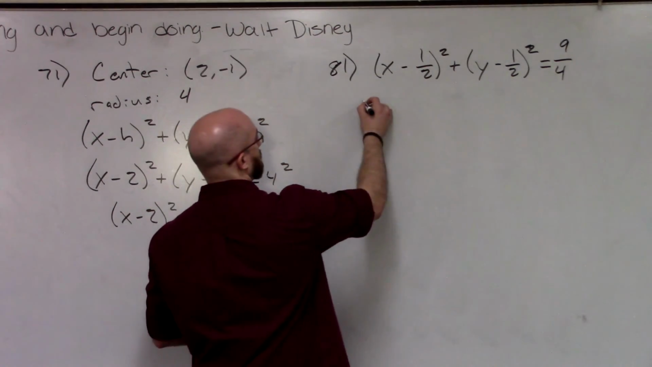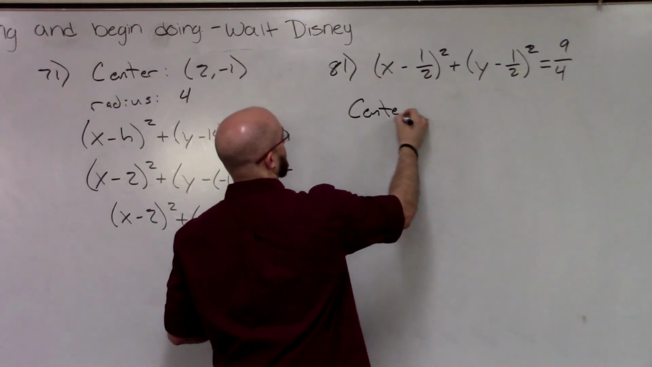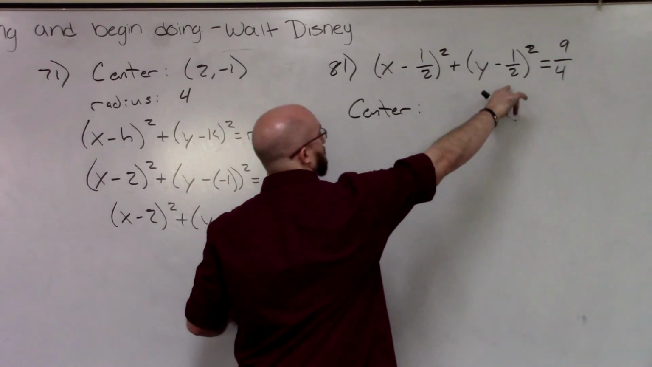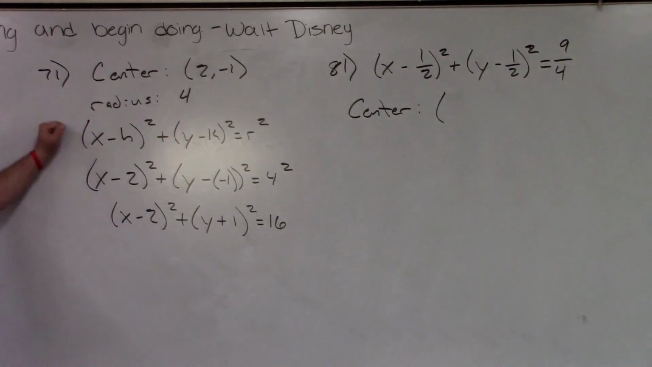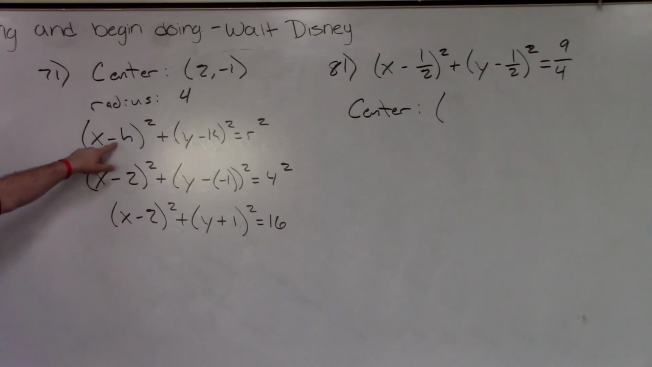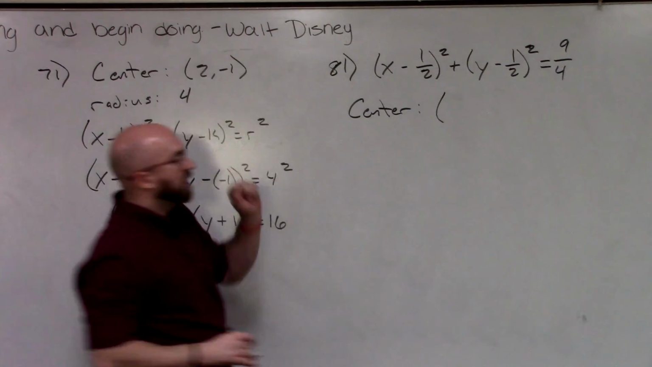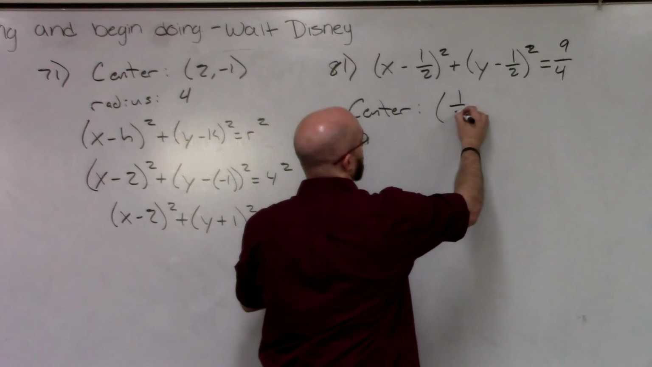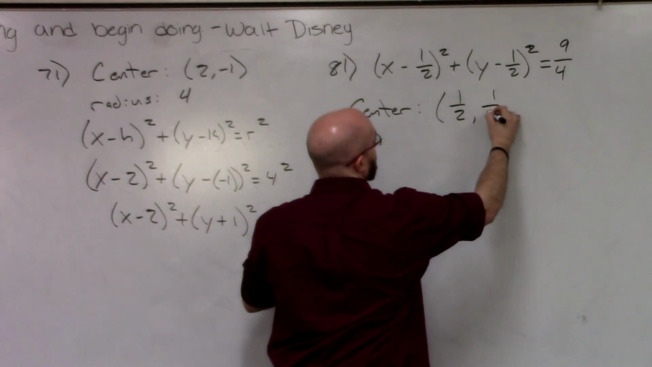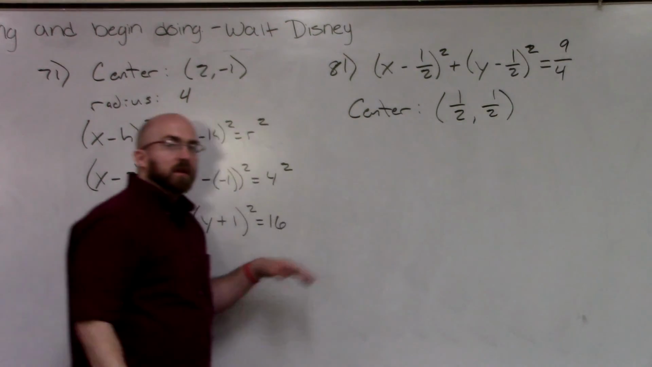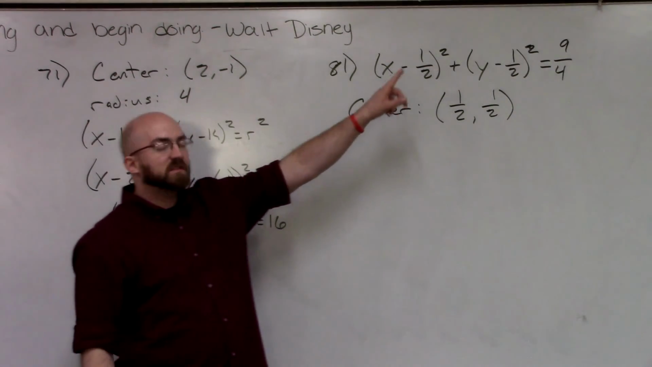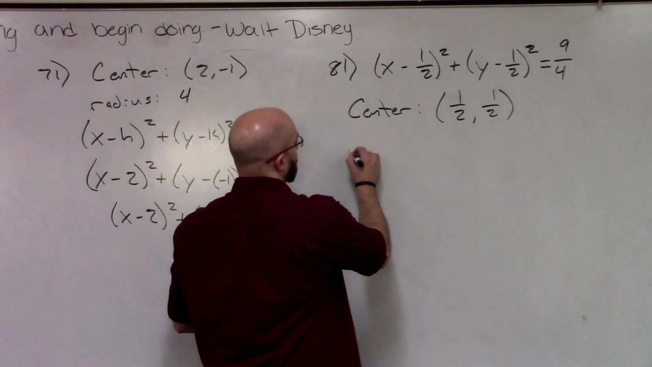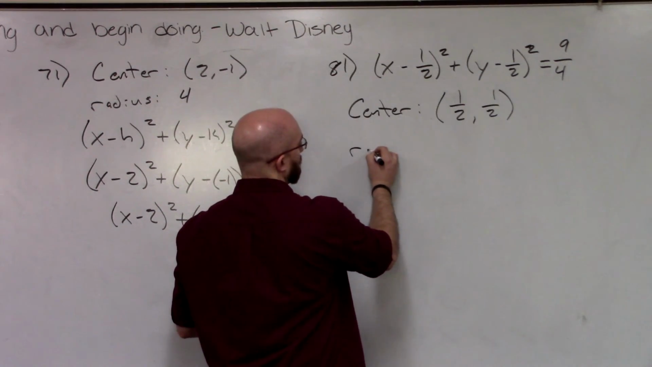Center's easy. This is just h and k. Well, and it's still 1/2. Remember, if I look back over here, there's a negative in front of it. That's normal, so it means I just kind of keep changing the sign. If you want to think about it that way, 1/2, 1/2. The radius is r squared. There's no square on this term. It's just 9/4. So for the radius, we have r.